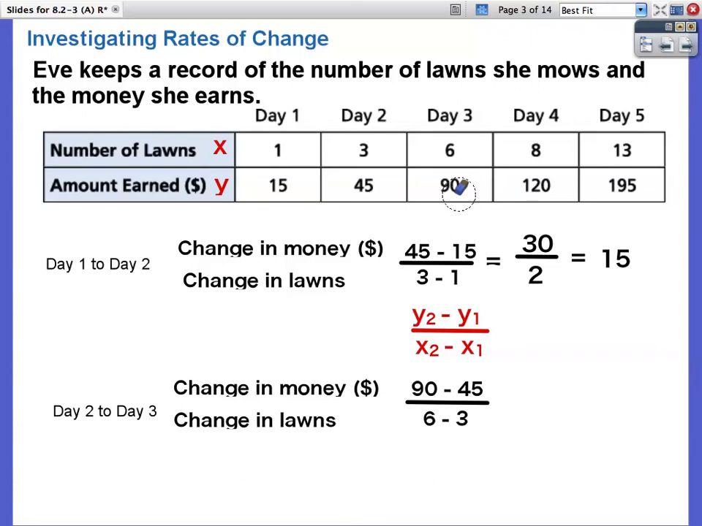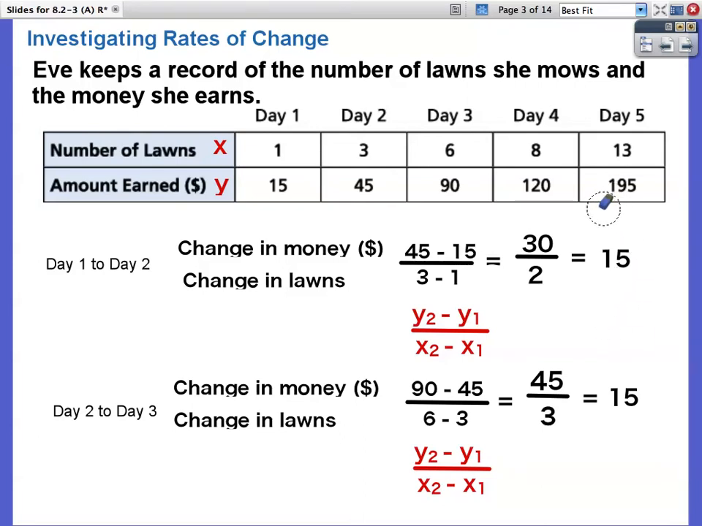In day 3, in the amount of money earned, my y2 value, or the second y value, would be 90. The first y value would be 45, or day 2. And so we do the subtraction in the numerator. Similarly, in the denominator, we have our x2 minus x1. Okay, and when we continue the math on that, we get 45 over 3, or 15. And yet again, we use this equation of y2 minus y1 over x2 minus x1. And notice the changes here are the same.